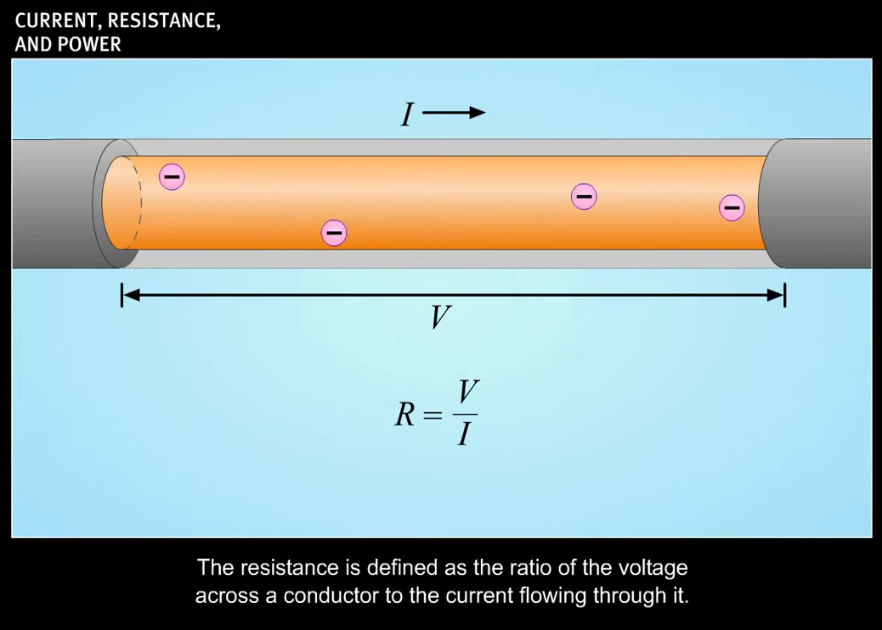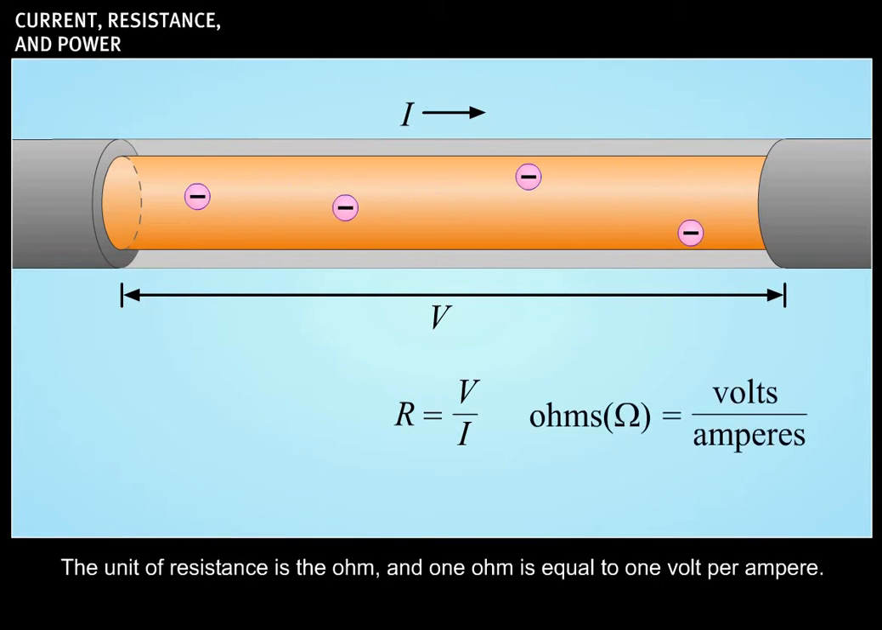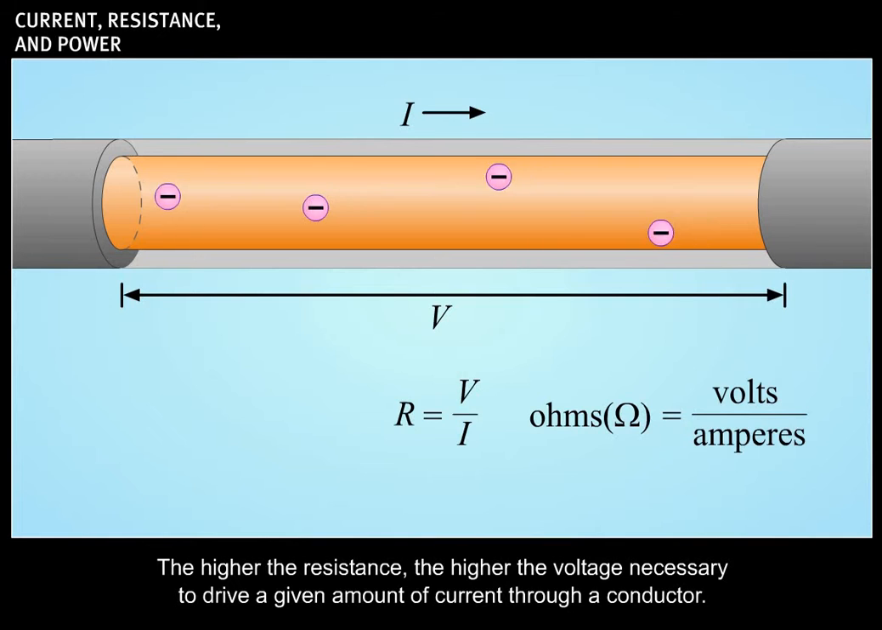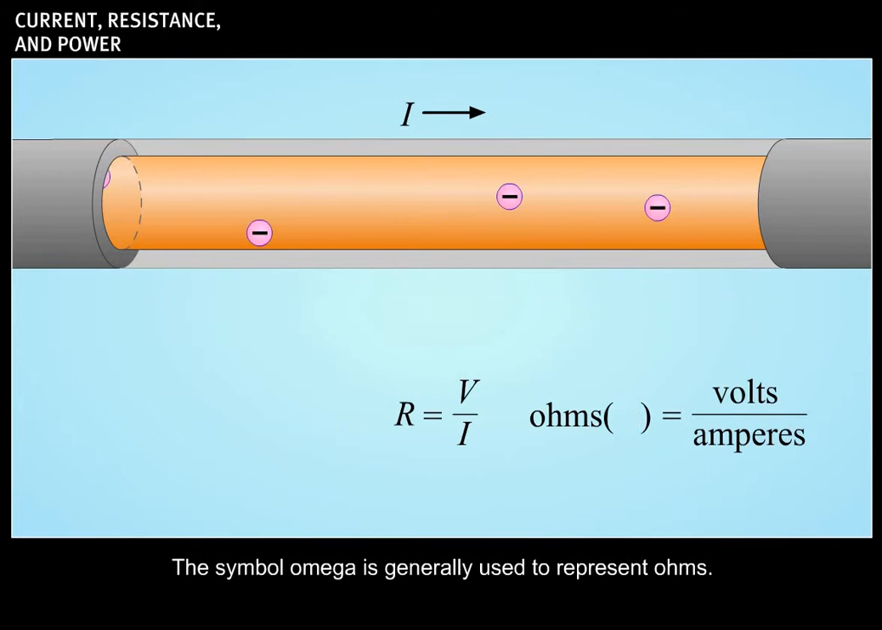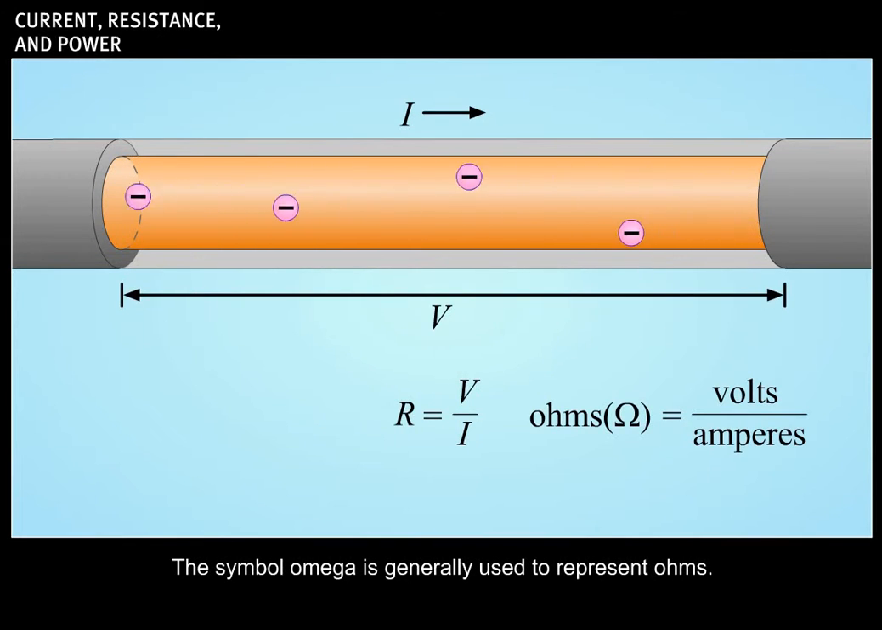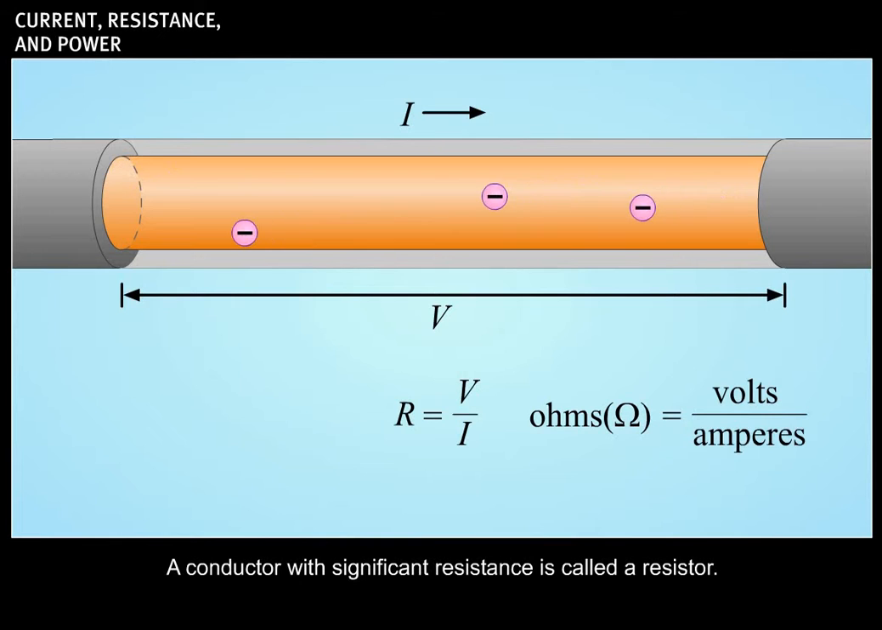The resistance is defined as the ratio of the voltage across a conductor to the current flowing through it. The unit of resistance is the ohm, and 1 ohm is equal to 1 volt per ampere. The higher the resistance, the higher the voltage necessary to drive a given amount of current through a conductor. The symbol omega is generally used to represent ohms. A conductor with significant resistance is called a resistor.